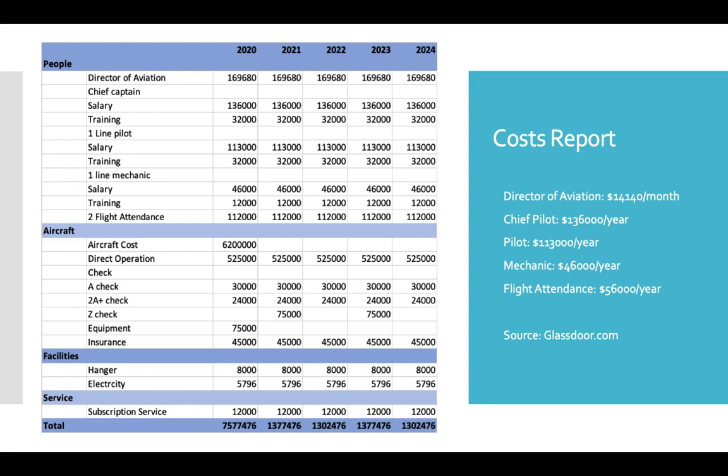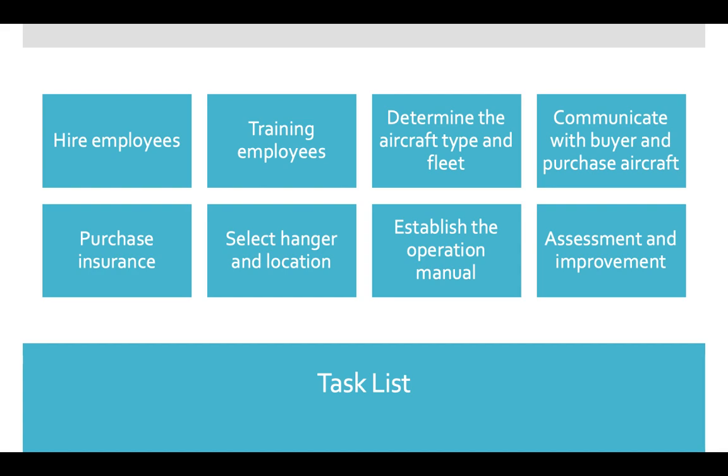Besides the initial investment in the aircraft, the ongoing operation cost of the flight department is around 1.3 million to 1.4 million dollars per year, which matches their budget. Then let's move on to the task list.